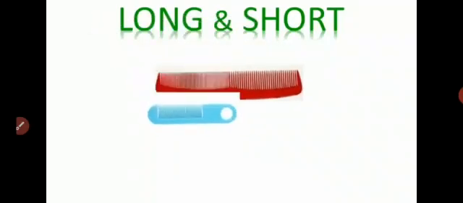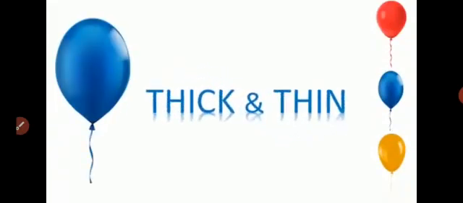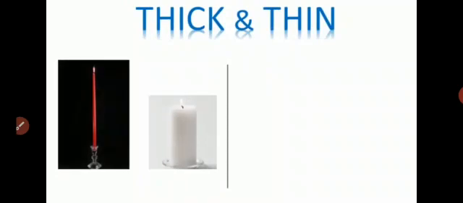Let's find out which one is long and which one is short. The red comb is long and the blue comb is short. The next concept is thick and thin. We have two candles, red and white. The white candle is thick and the red candle is thin.